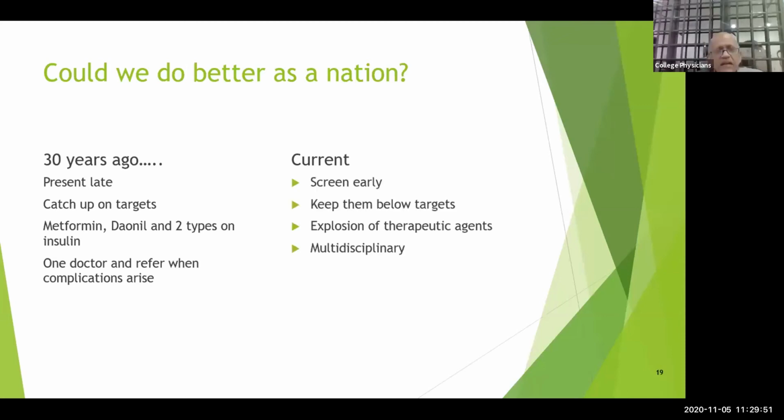Currently, we are advocating that patients should be screened early, and once diagnosed, we need to keep them within targets. There are now many oral as well as injectable insulin and other drugs available, and hence the choices and ways to control a patient are wide, and this will be dealt with in detail during the course. We also talk about the value of a multidisciplinary team taking care of the patient while it's still patient-centered. Multidisciplinary, but there's one person responsible, and that would probably be the primary care physician.